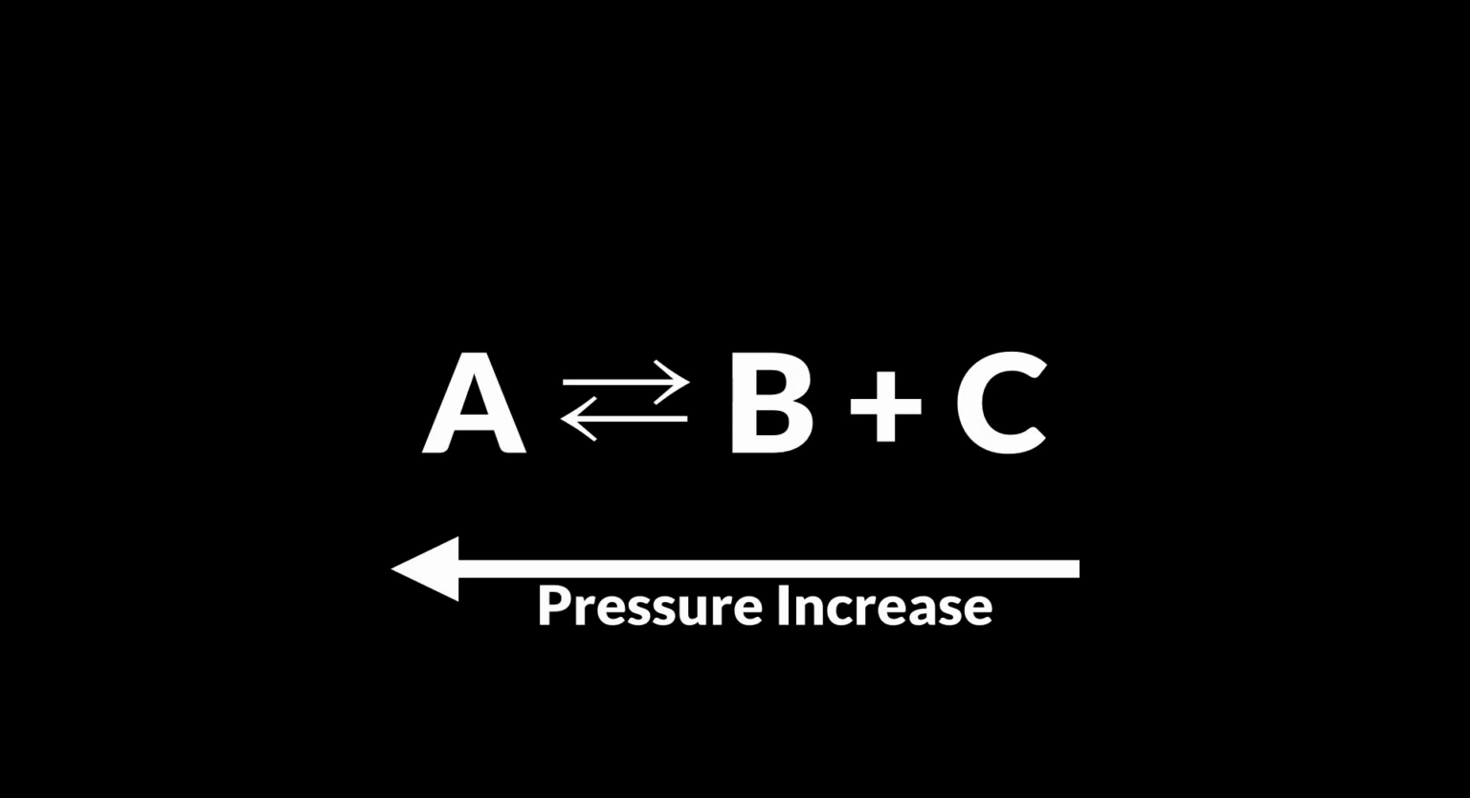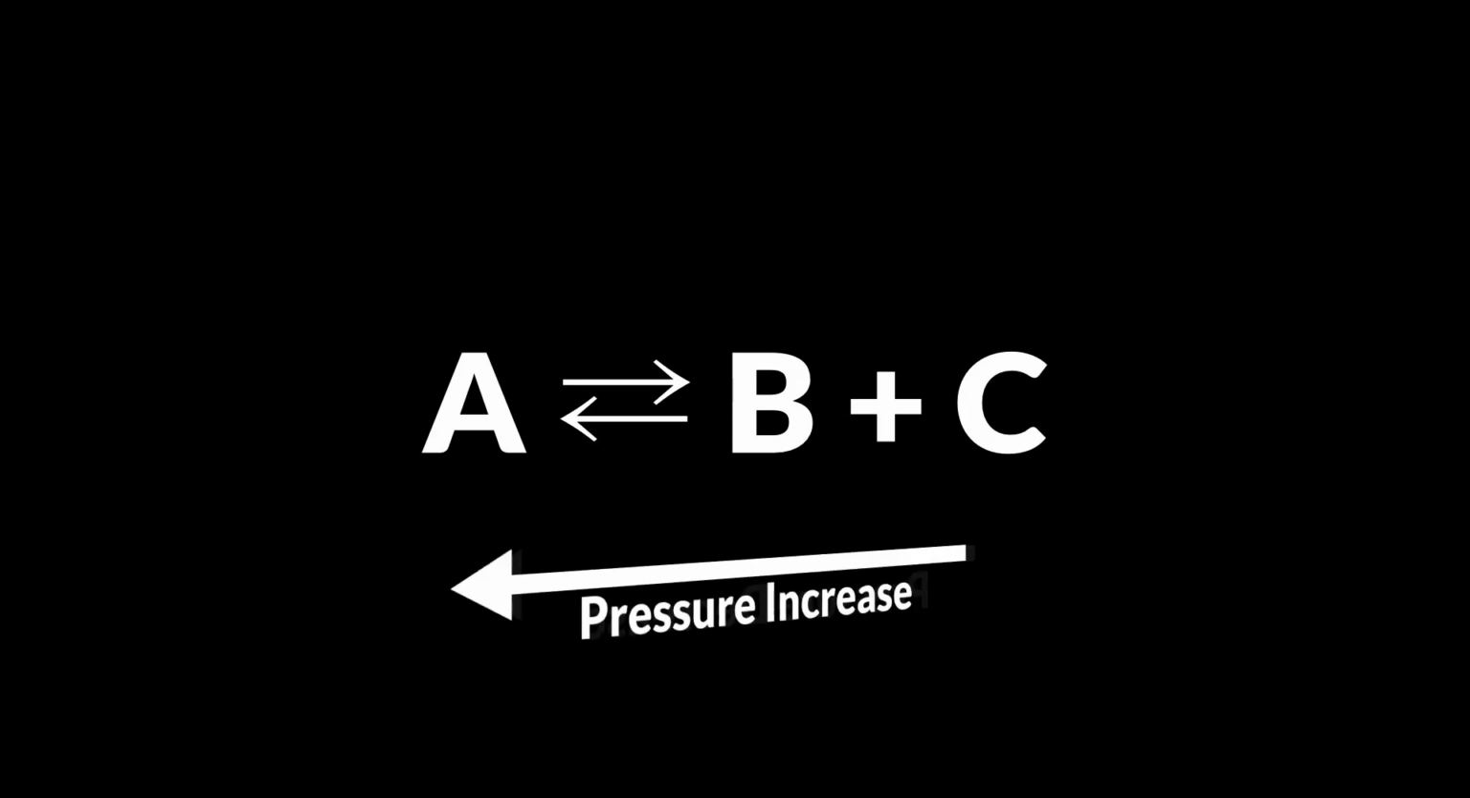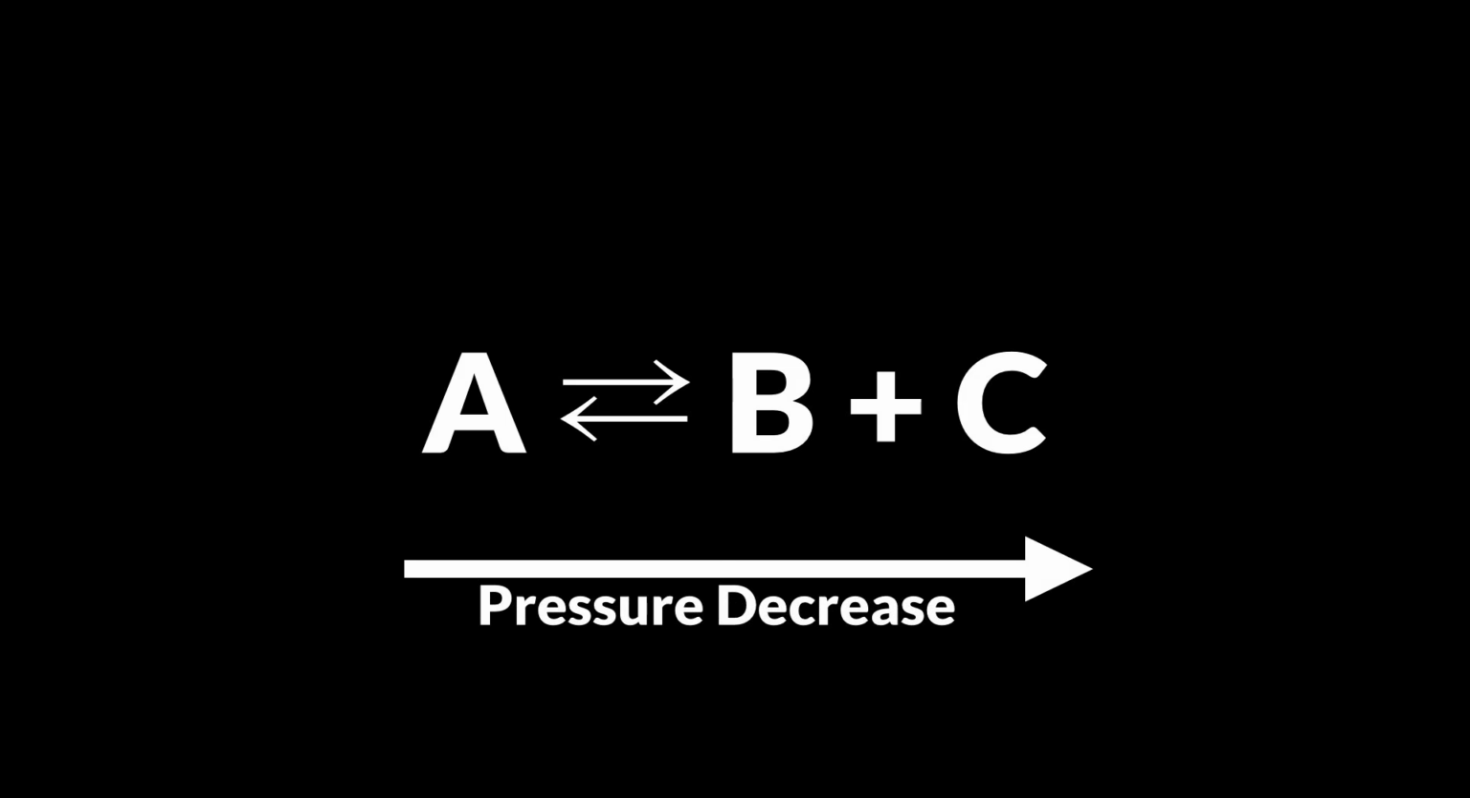And in the same way, if we decrease the pressure, the equilibrium will shift to the side with more molecules. And again, a decrease in pressure is the same as an increase in volume. So those are the ways that we can change physically a system in order to shift the equilibrium. So let's take a look at an actual example.